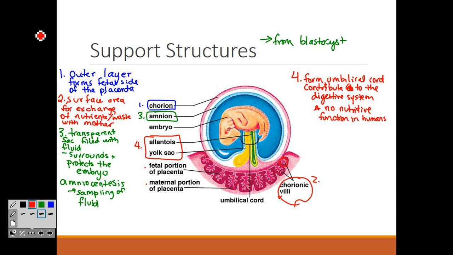Oh yeah, I should mention this. This also contributes to the excretory system. So things like bladder, urethra. And if you look, it's the thing that's connecting the baby to the placenta. So it's how food gets in and waste gets out. And so it makes sense that those tissues that form the umbilical cord would contribute to the baby's digestive and excretory system.